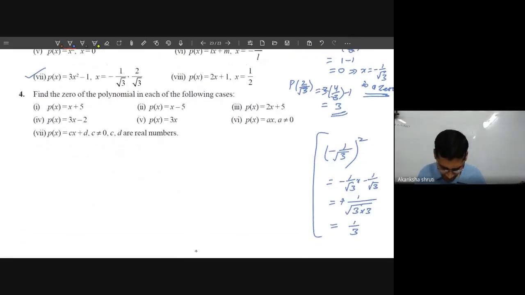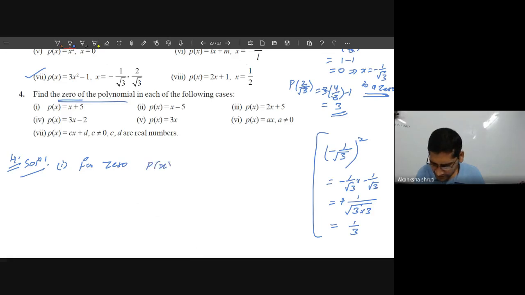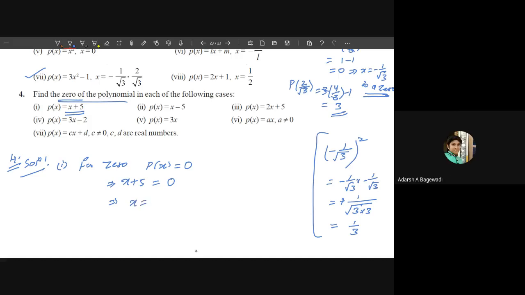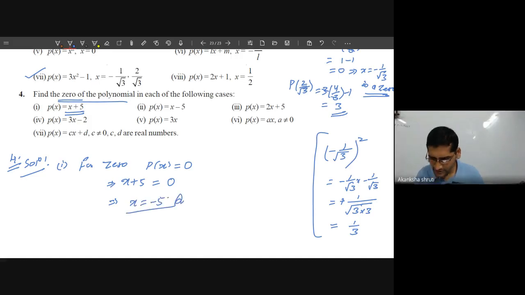Now, students, coming to this fourth question, you have to calculate this solution, or you have to calculate this 0. So, even for zeros, what you have to do? This p of x you have to equate to 0. Whatever p of x value is given here, it is x plus 5. This has to be equated to 0. So this implies x equal to minus 5. This is the answer. It is so simple.